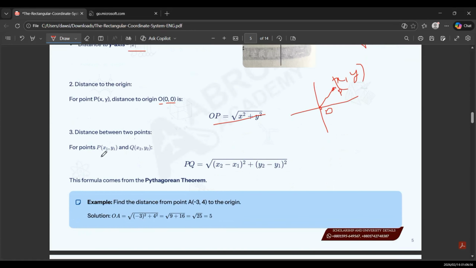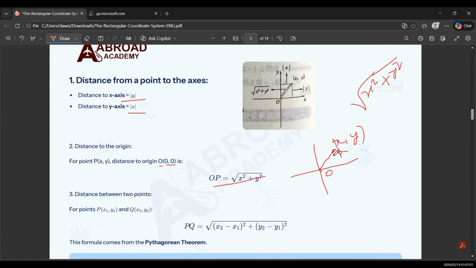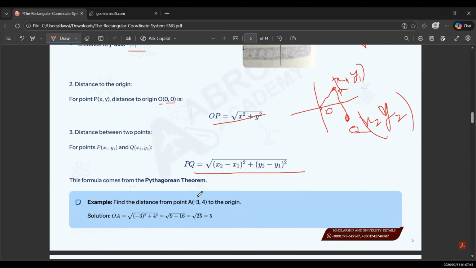And the distance between two points, like P and Q: if you take a point here, it's point Q. If we want to measure the distance of P from Q, it will be this. Here's x1 and y1, here's x2 and y2. It will be the root of (x2 minus x1) whole square plus (y2 minus y1) whole square. And this formula comes from the Pythagorean theorem. An example: find the distance from the point (minus 3, 4) to the origin. The solution is 5.